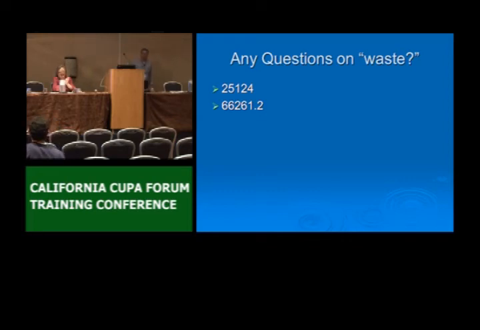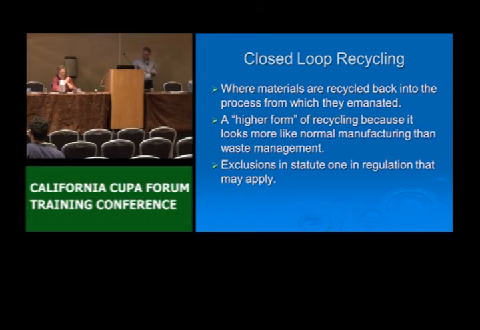All right, so we're going to move into what's considered the highest form, or a better form, or a good form of recycling, and that's closed loop recycling. Again, the hazardous waste regulations when they were developed in the 70s were focused primarily on industrial processes, chemical processes, refinery processes. So the phrase "use for reuse" is kind of tied to those industrial processes.